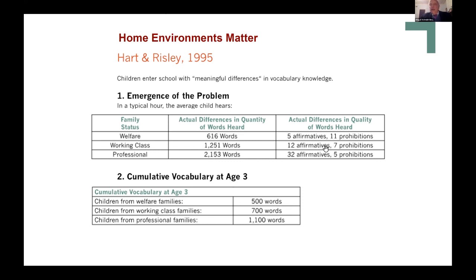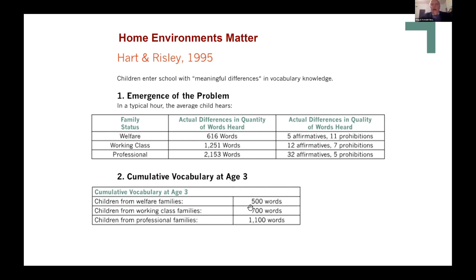And the nature of parenting changes as well. Parenting in disadvantaged families tends to be much more punitive and less affirmative, whereas children in more advantaged homes get many more affirmations and encouragement to go out and learn and explore.